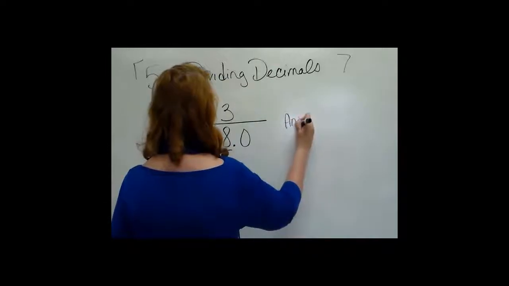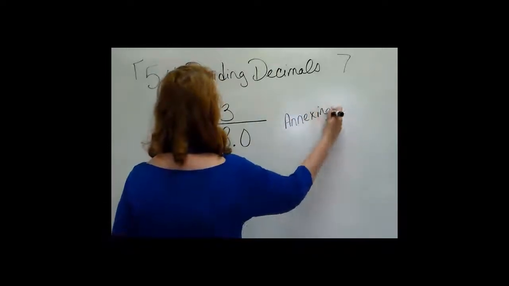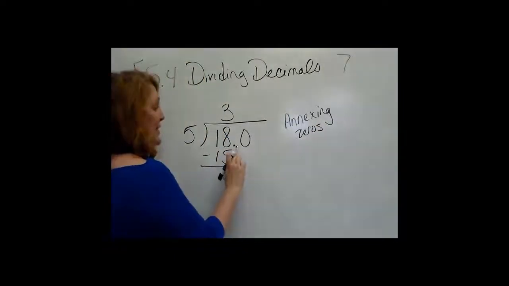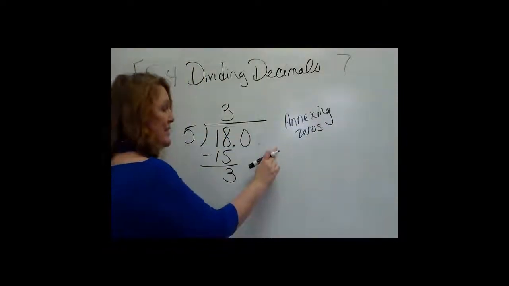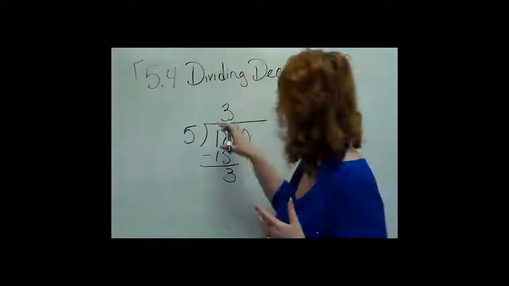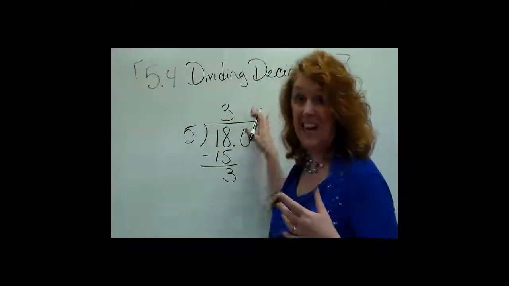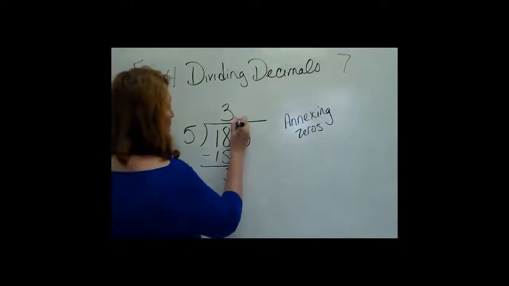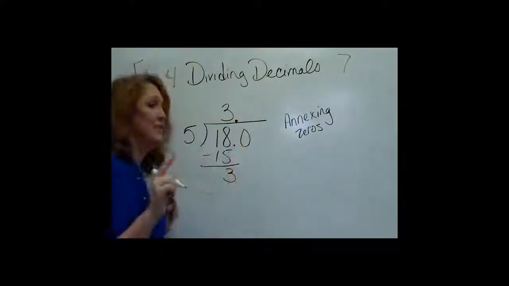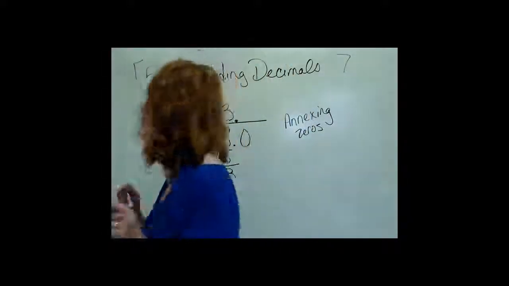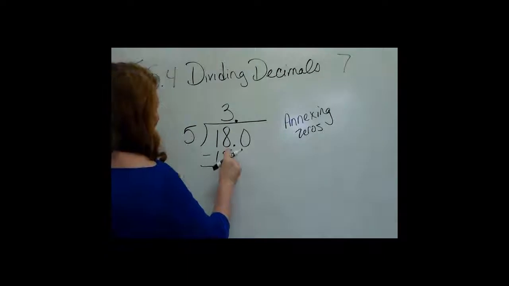This is called annexing zeros. And this means that after this decimal point, we can put as many zeros as we need in here in order to get it so that we can have as exact an answer as possible. If we put a decimal down here, we have to put that same decimal here, and this is where columns really become important. 5 goes into 18 3 times.